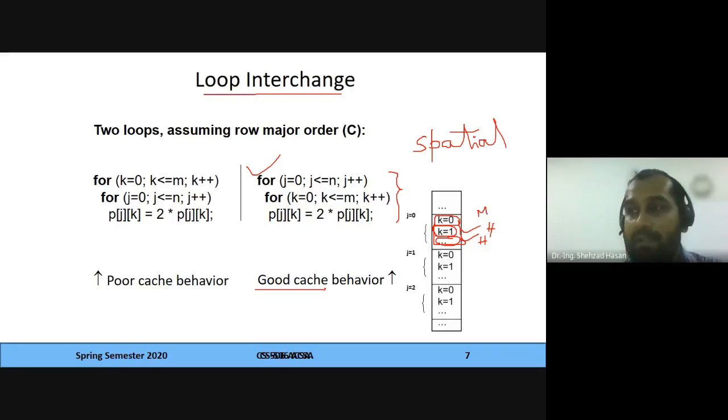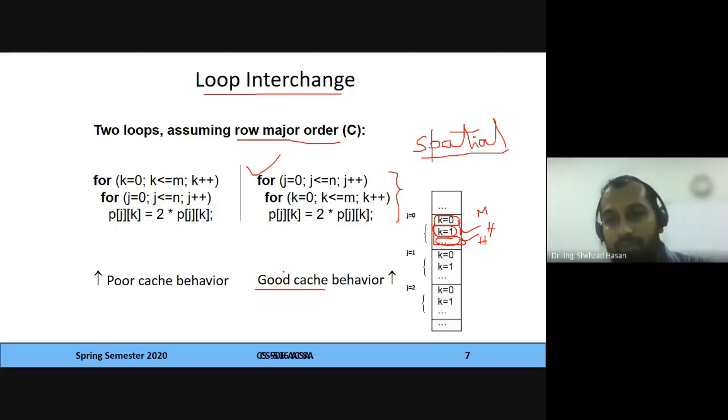The point is that the difference in these two programs is that you are interchanging the loop, so they have different inner and outer loops. But the way you are storing the elements favors a row major order. So if you access them also in a row major order, this means that if you access one element, because of spatial locality, the whole block comes into the cache. So the next elements are also already in the block. If you have stored them in a row major order and you are accessing in a row major order, this is going to have good cache behavior.